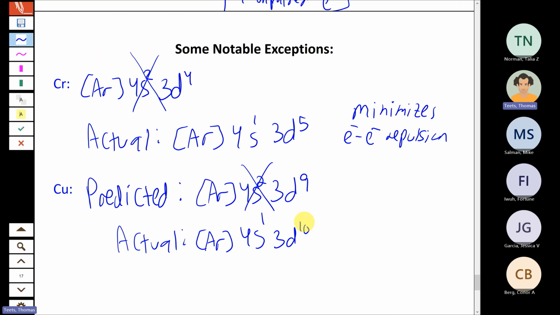It can't have more or less electrons than that and still be copper. But we're just changing the arrangement of them. Instead of 4s2, 3d9, it's 4s1, 3d10. And again, we now have a filled d subshell.